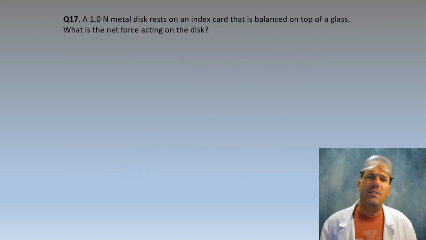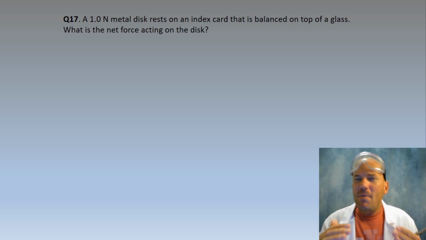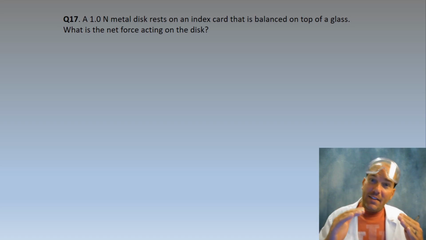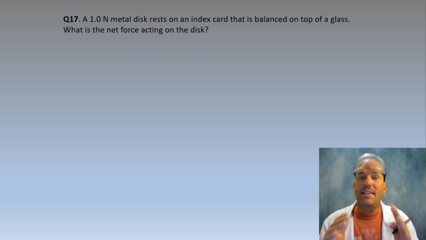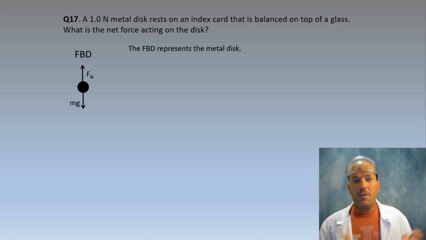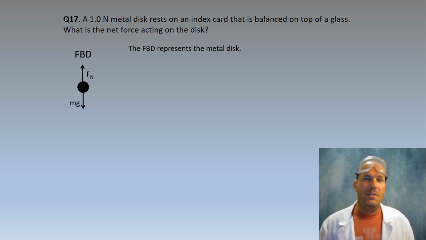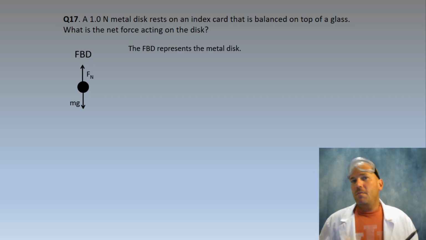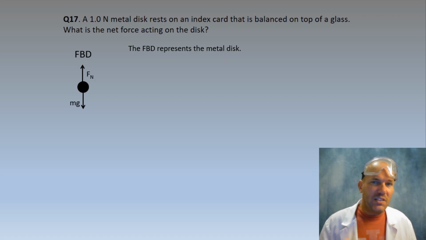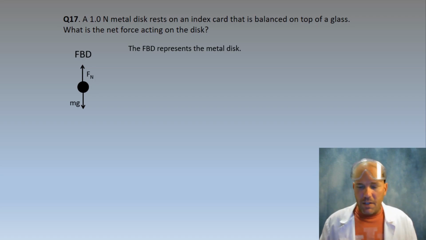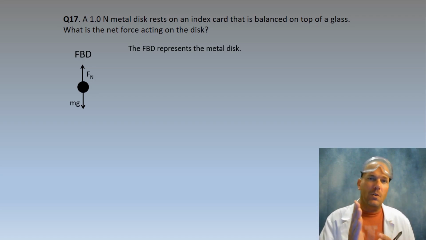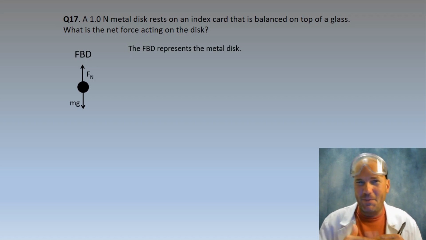Question 17. A 1 Newton metal disc rests on top of an index card that is balanced on top of a glass. What is the net force acting on the disc? Okay, so let's take a look at what's happening here. Here's the free body diagram for the metal disc, which is on the index card, which is on top of a glass. We have force normal acting perpendicular to the surface, and we have the force of gravity straight down toward the earth.